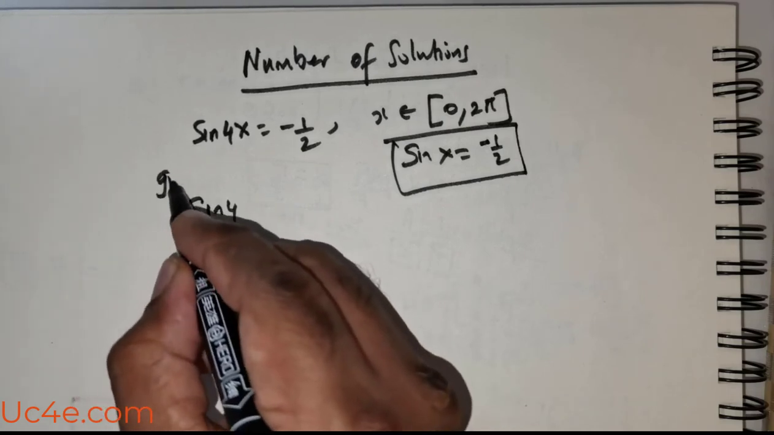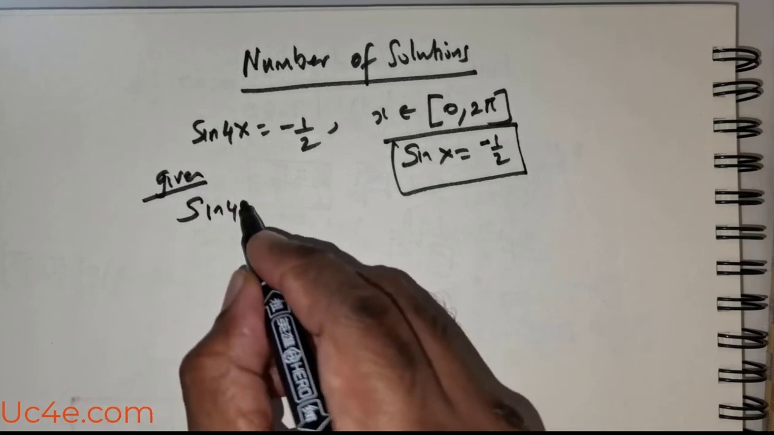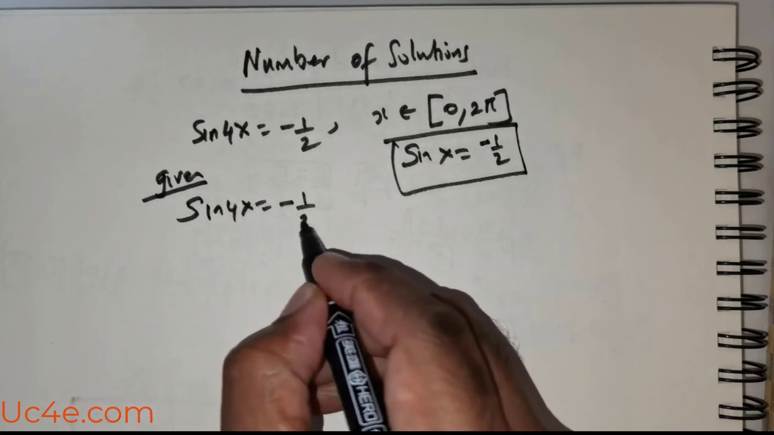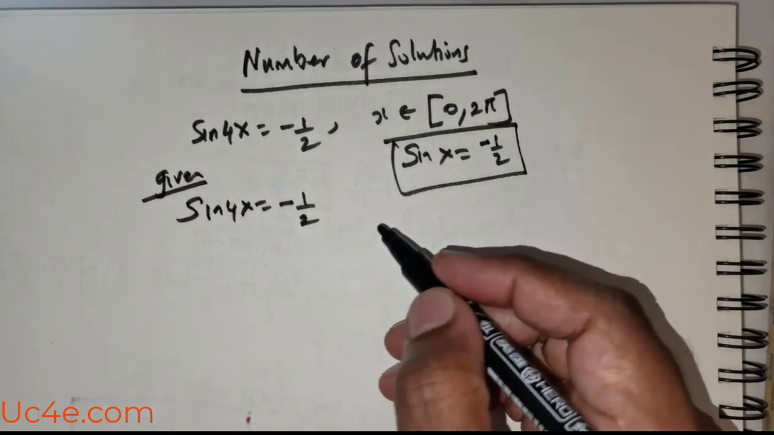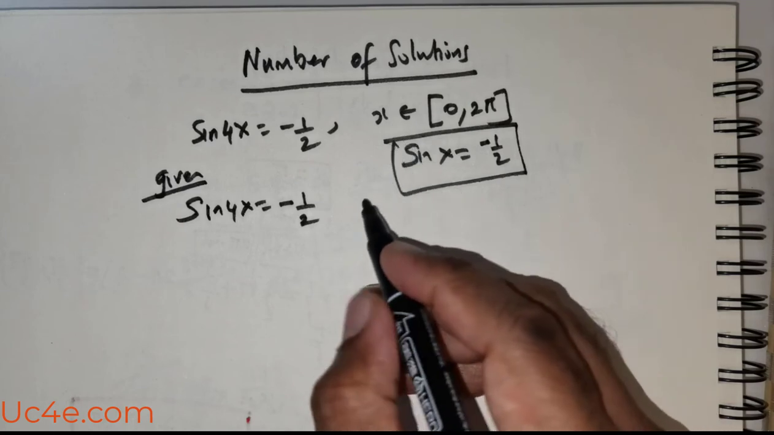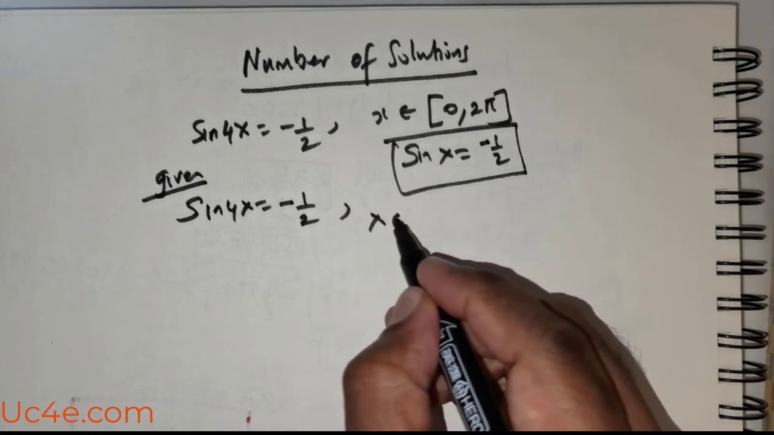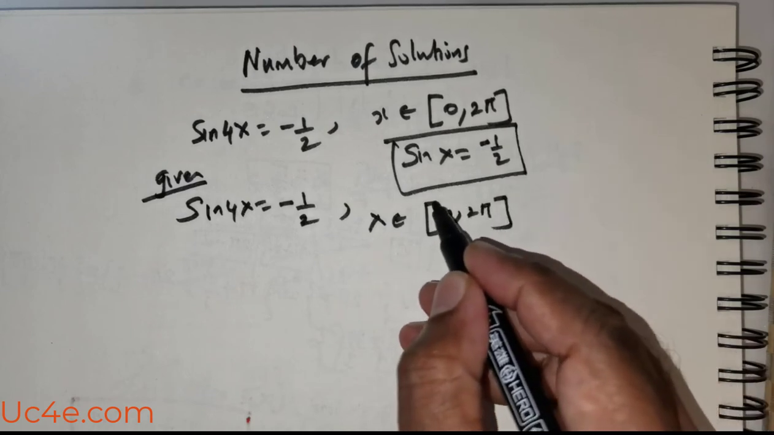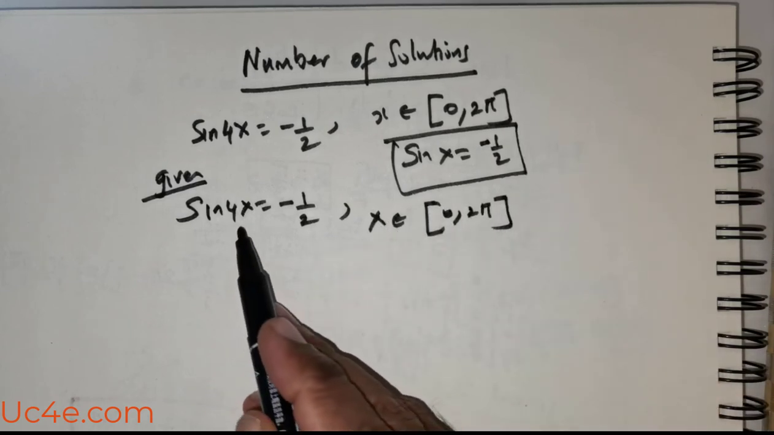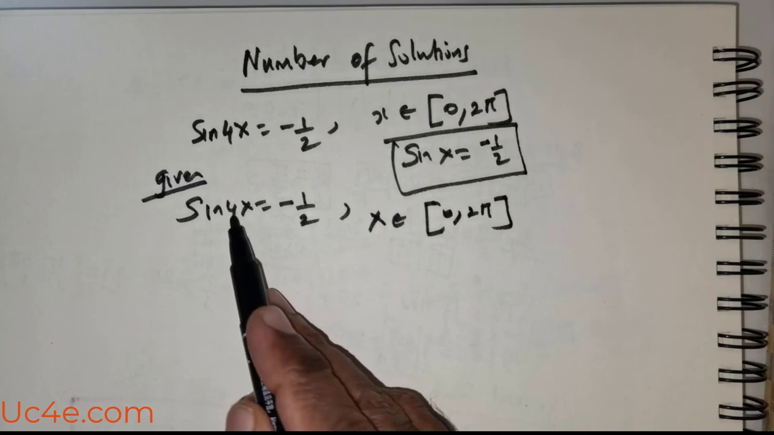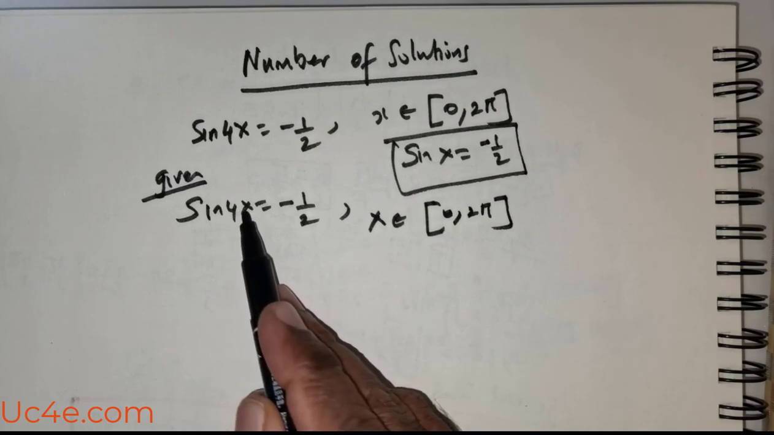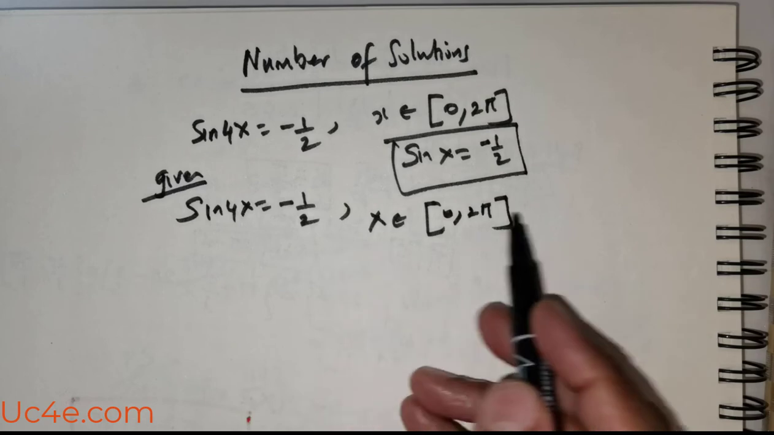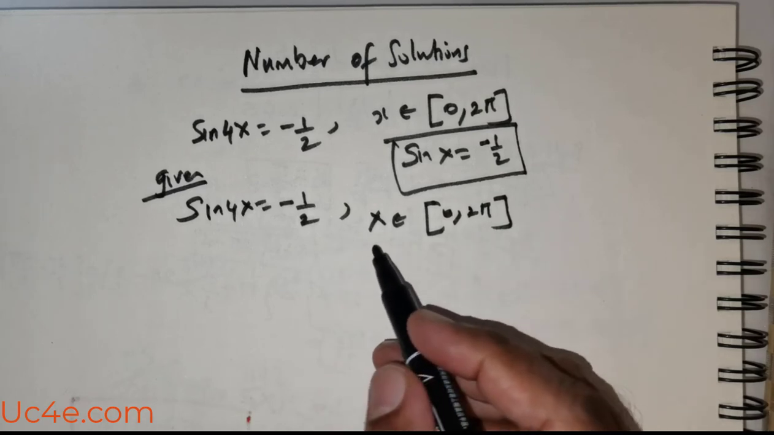Now this is given, right? Given that sine 4x is equal to negative 1 over 2. Now the interval given for x is between 0 and 2 pi. Now what I would like to do is I would like to take the value or the coefficient of x, which is 4, and then multiply it out.